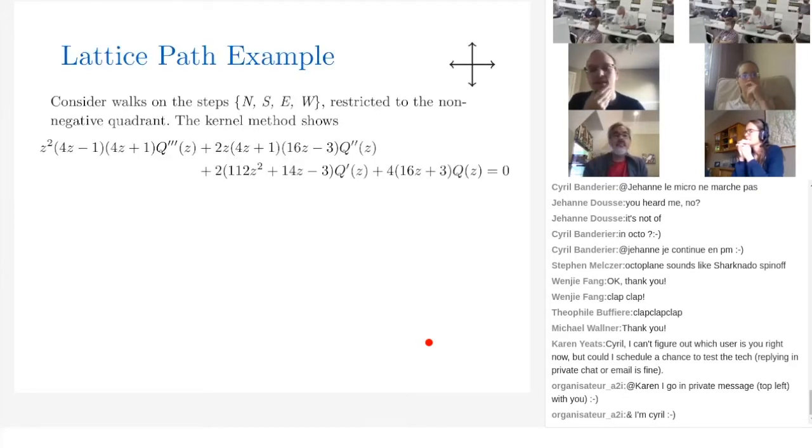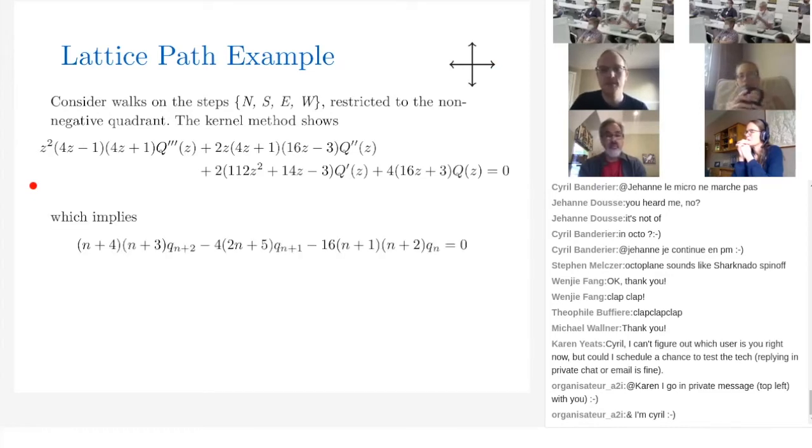So let's look at an explicit example. Let's take north, south, east, west walks in the first quadrant. And if you run this methodology, you'll get that the generating function here satisfies this differential equation. And from here, you can automatically calculate a recurrence for the number of walks, which is this recurrence right here of order 2. And so the solution space of this is a vector space of dimension 2.